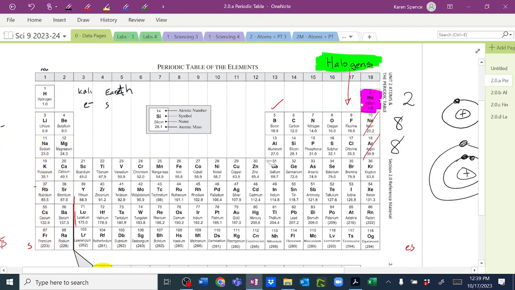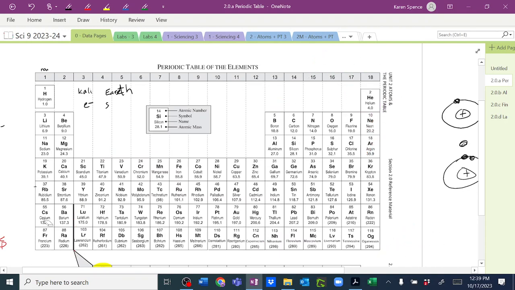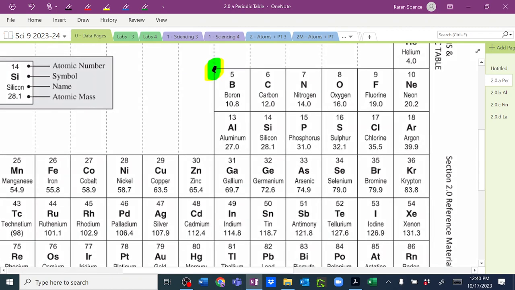Okay. There is an invisible line on this periodic table, but if you want to draw it in on your periodic table, you may do so. Okay, I actually would recommend on your yellow periodic table that you take your pen and you start right here at the top corner of, who's that there? Boron.